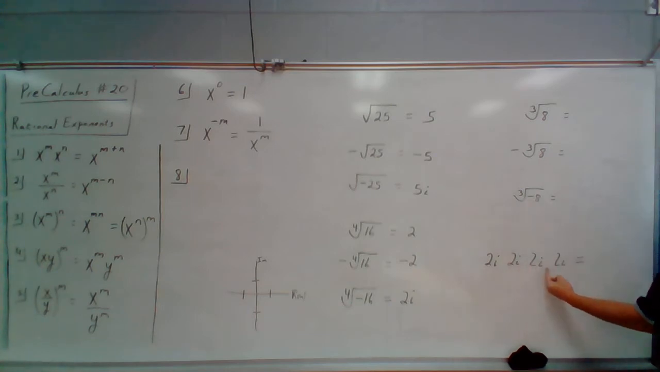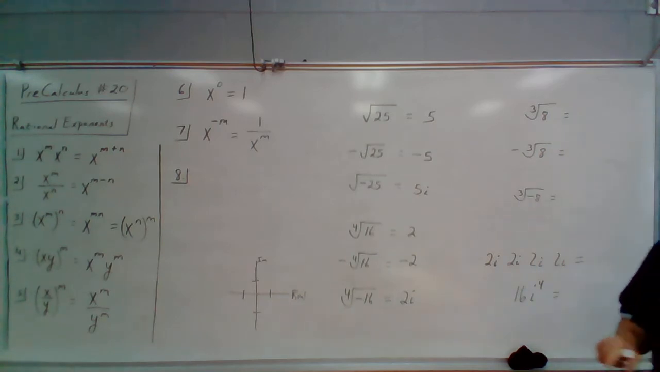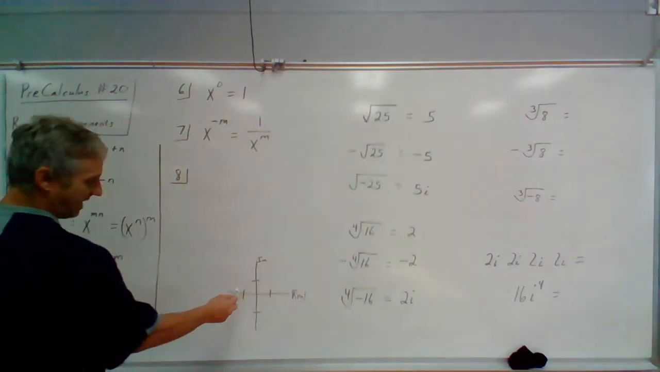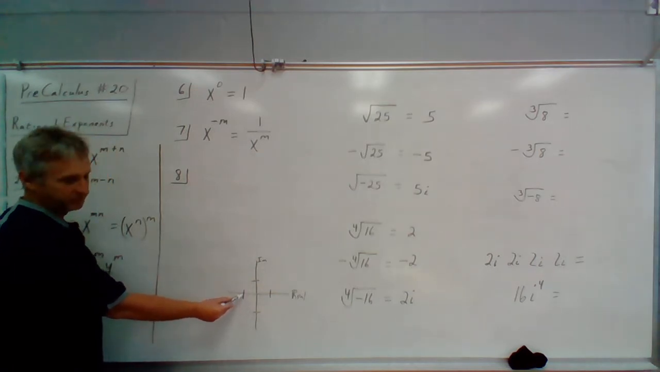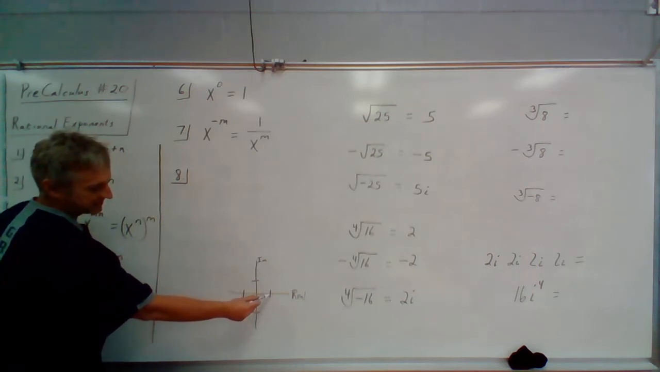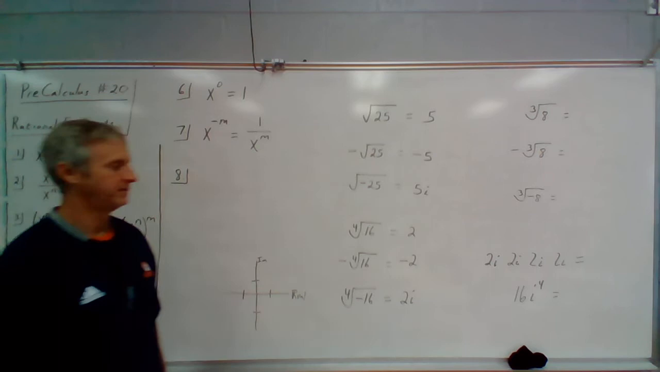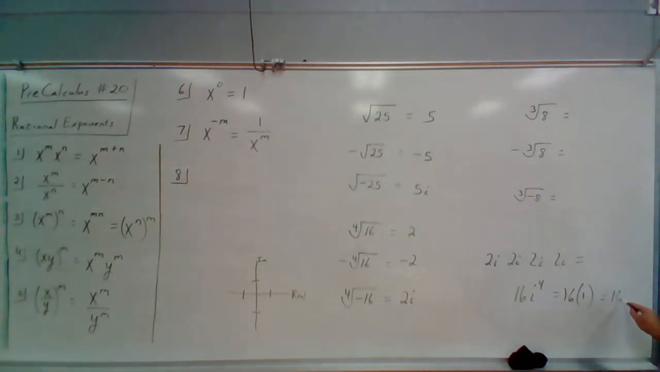So 2 times 2 times 2 times 2, that's 16. i times i times i times i, that's i to the fourth. What's i to the fourth? So you remember our little circular pattern. i to the first power was i, i squared was negative 1, i to the third was negative i, i to the fourth was 1. So this would be 16 times 1, which is also 16. So the answer can't be 2i, so that's not right.